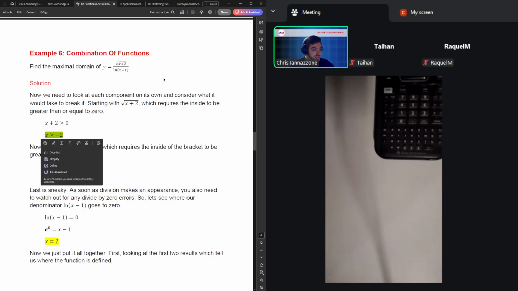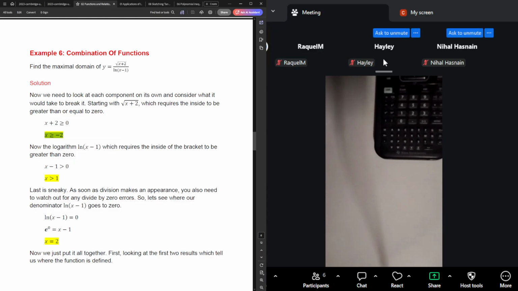That's going to give us x greater than or equal to -2. So in other words, this part of the function is valid so long as x is greater than or equal to -2.